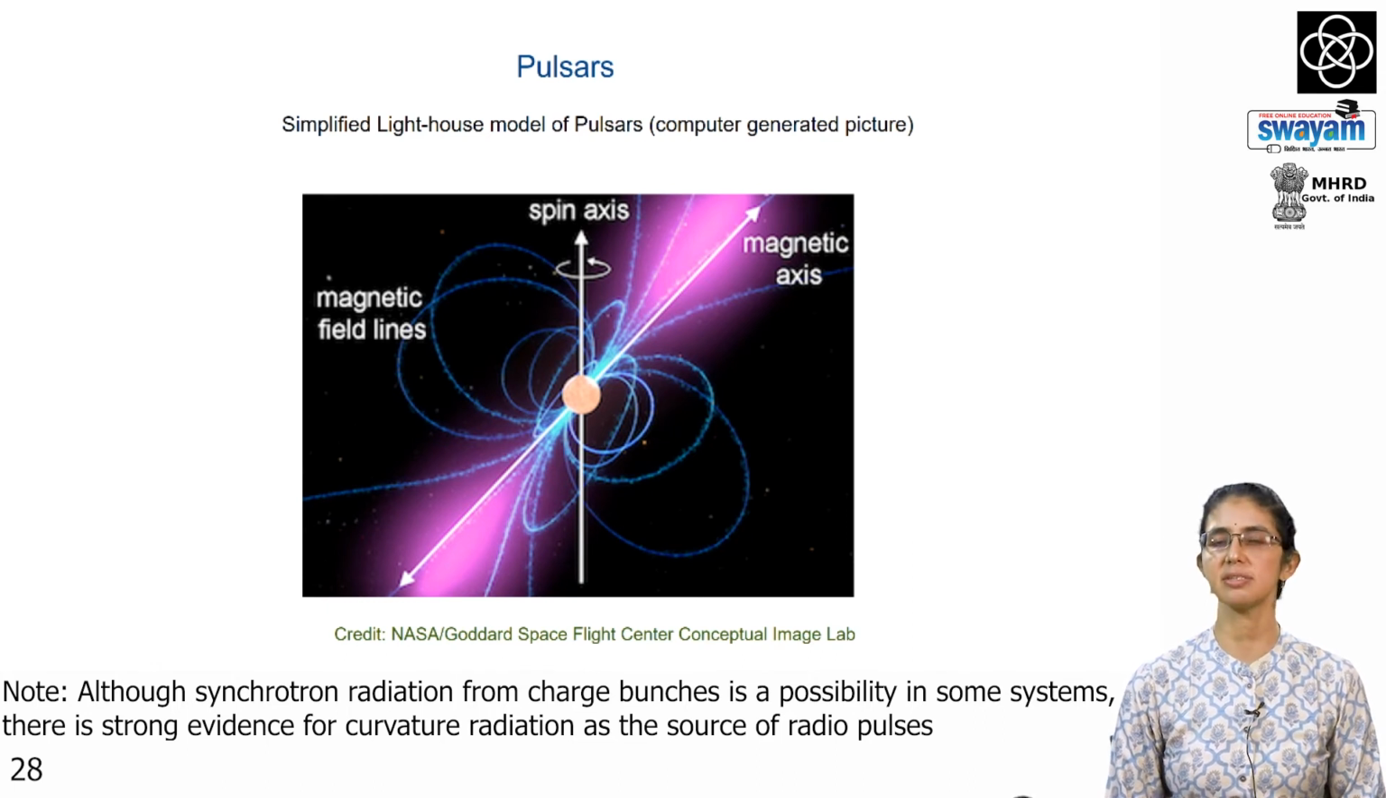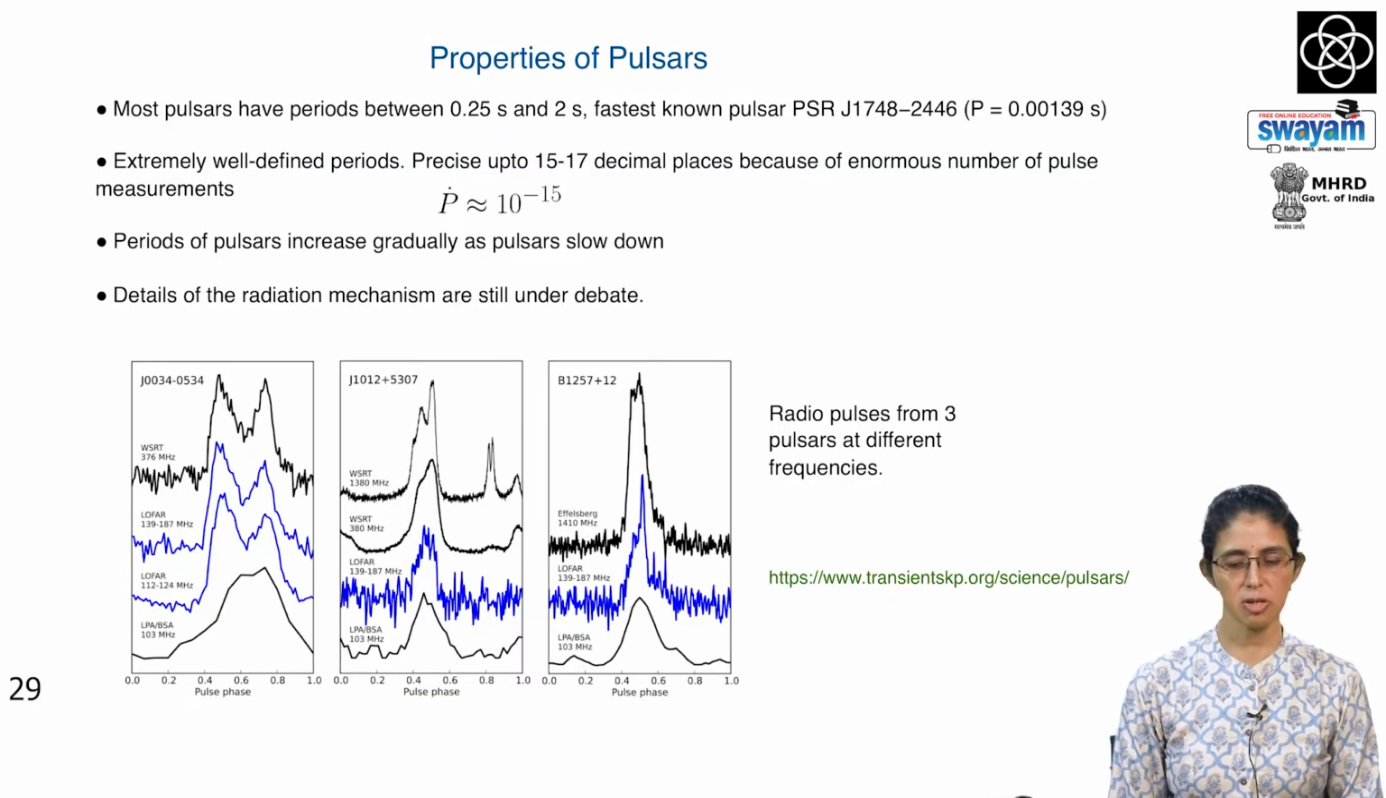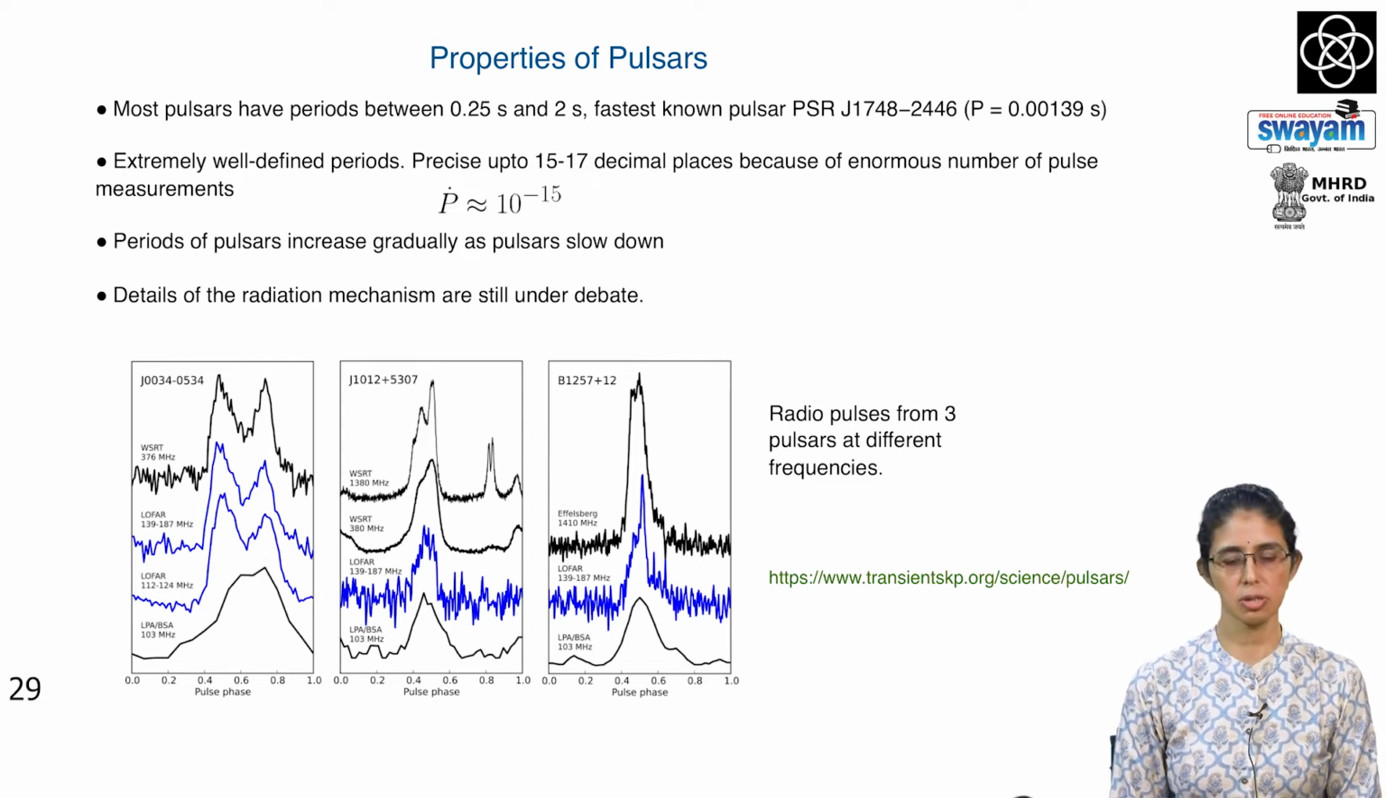I would like to reiterate that this is of course a very simplified model, and research has shown that pulses are far from simple. They have various structures, and the pulse duration varies. So, a number of effects need to be considered in order to understand the radiation emission mechanisms and the structure close to a neutron star. Now, some of the basic properties of the pulsars are listed here. Most pulsars have periods between a few milliseconds and seconds, and they have extremely well defined periods.